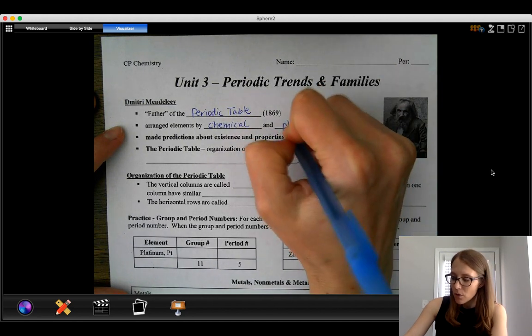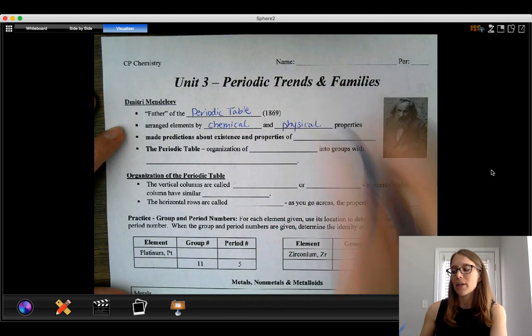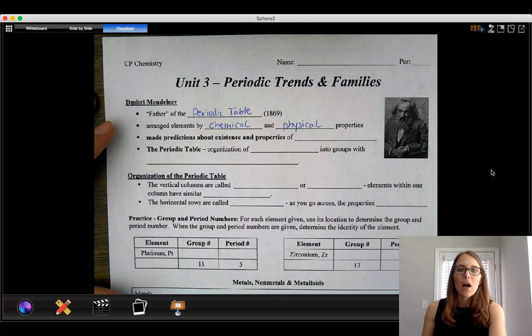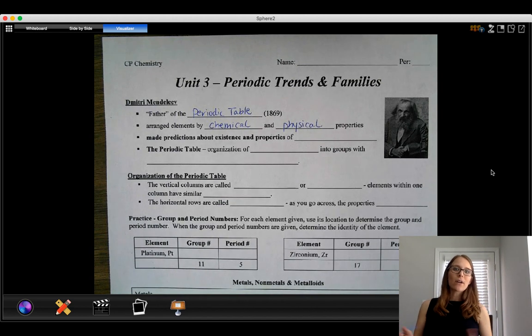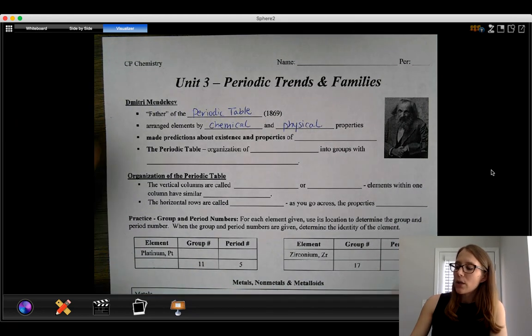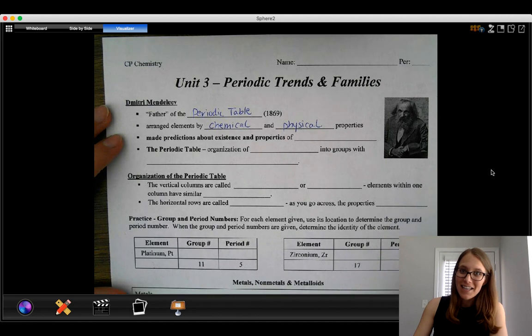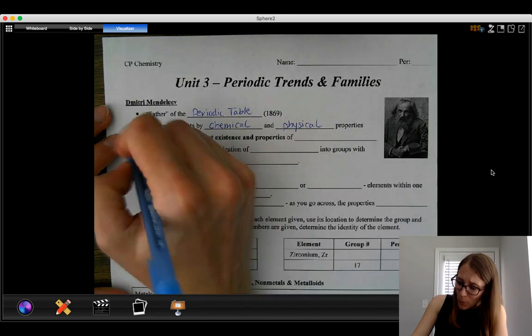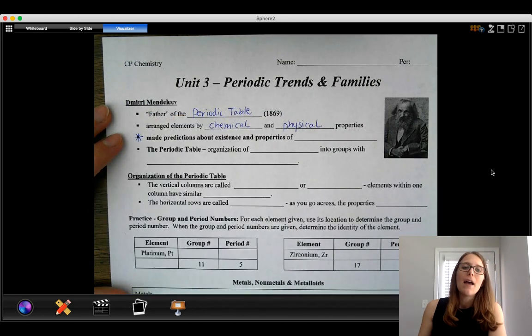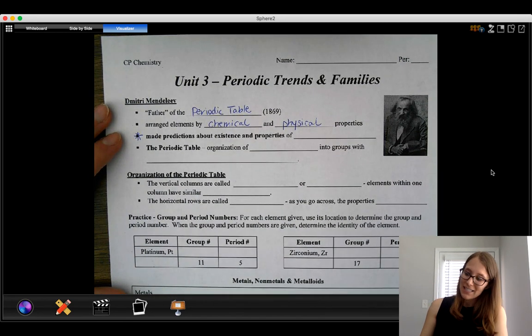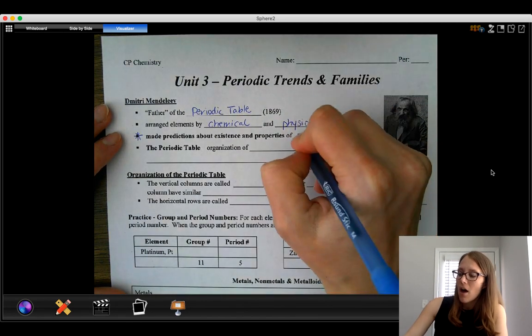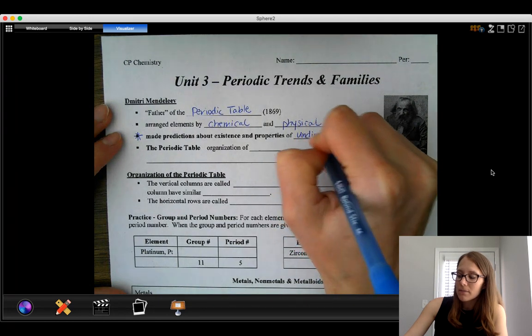He also arranged them by physical properties, which is what the objects look like. Is it a solid or a liquid? Is it silver or white? Is it a soft solid or is it something that's really hard? So he looked at some of those properties. Other scientists had done that as well. What was really different and important about his work is that he made predictions about the existence and the properties of undiscovered elements.